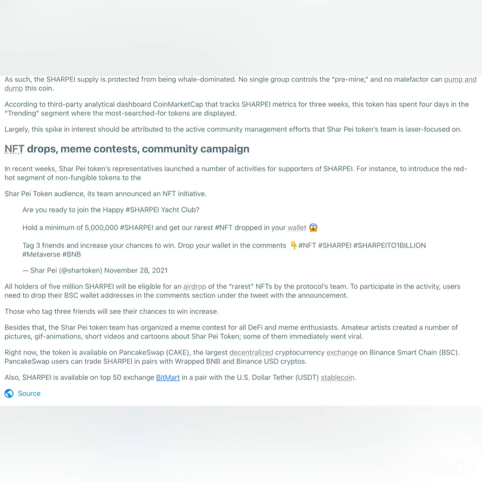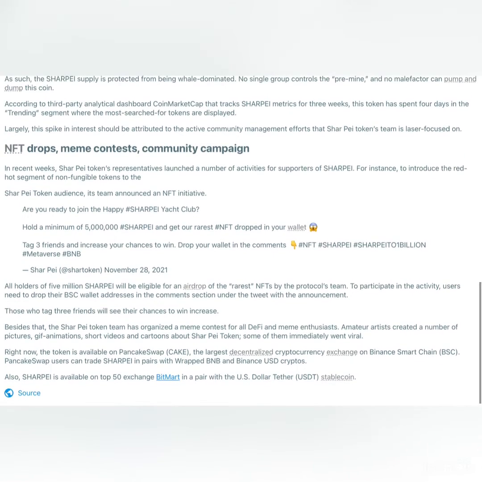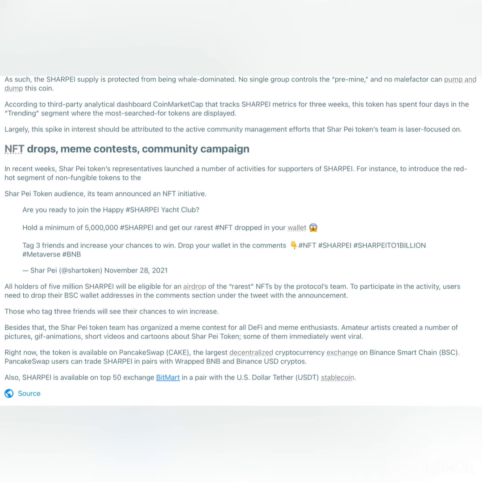In recent weeks, Shar Pei Token's representative launched a number of activities for supporters of Shar Pei. For instance, to introduce the red hot segment of non-fungible tokens to the Shar Pei Token audience, his team announced an NFT initiative. Are you ready to join the Happy Shar Pei Yacht Club? Hold a minimum of 5 million Shar Pei and get your rarest NFT dropped in your wallet. Tag 3 friends and increase your chances to win. Drop your wallet in the comments.